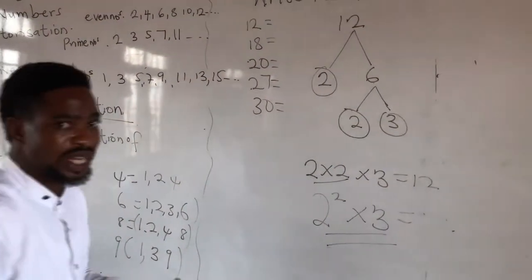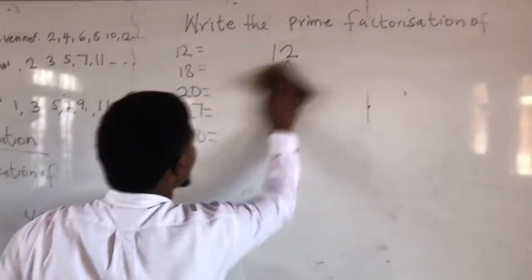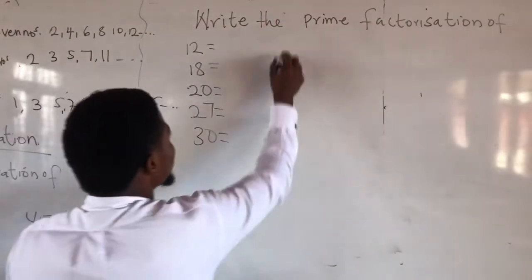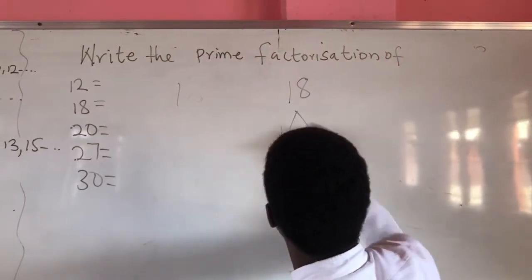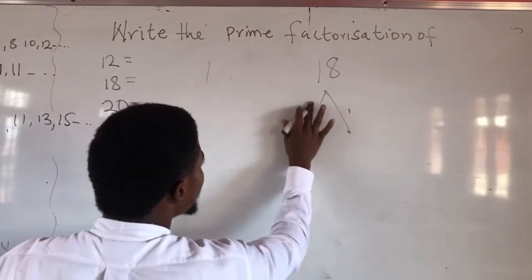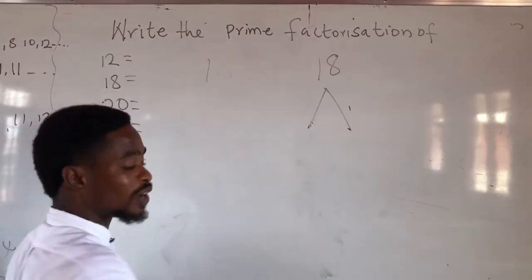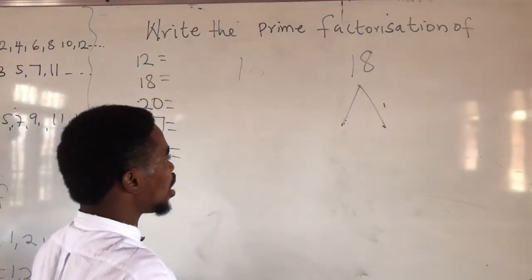Now let's move on to the next one. The next question is 18. We have to look for the lower number, which is 2.